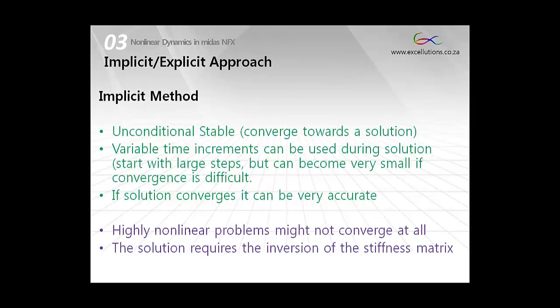Let's look at some pros and cons for the different methods. For the implicit method, it is unconditionally stable. It will always tend to converge towards a solution. Also, we have time steps that can be long. We can start with those, and it will actually decrease the time steps if it has trouble to converge. And when it converges, we can assume that a high level of accuracy exists. Although for highly nonlinear problems, we might not find convergence at all. And as already shown, the solution requires the inversion of the stiffness matrix.